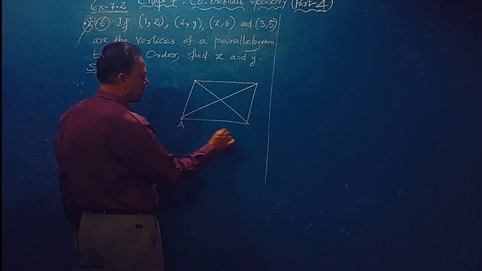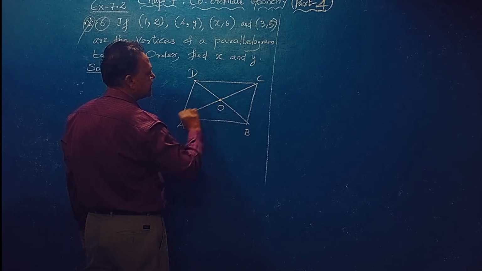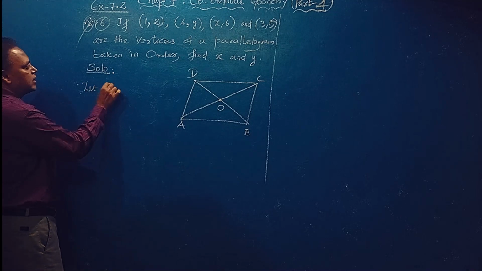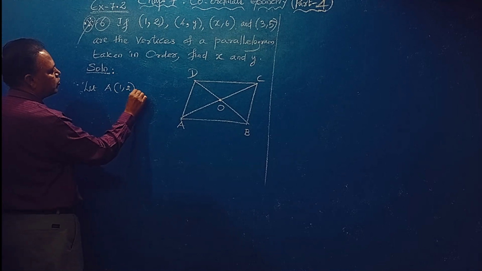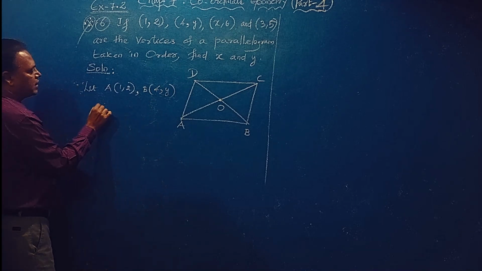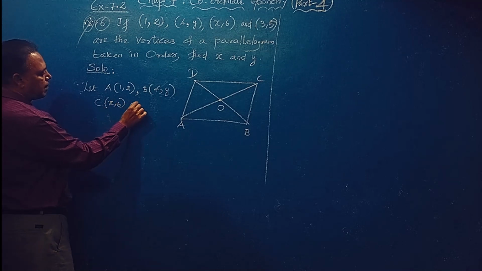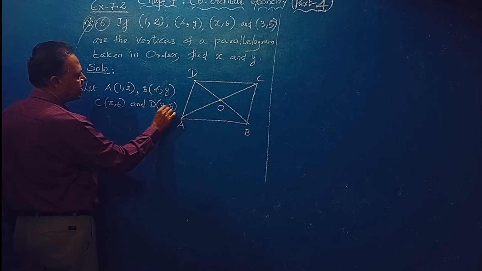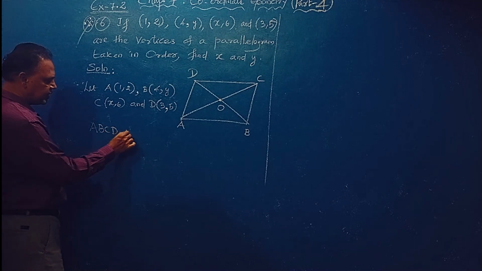So ABCD is a parallelogram, and the diagonals AC and BD intersect at O. So you take the vertices: A is (1, 2). In order correctly, you have to take B (4, y), C (x, 6) and D (3, 5). Correctly you take in order. Now it is given ABCD is a parallelogram.